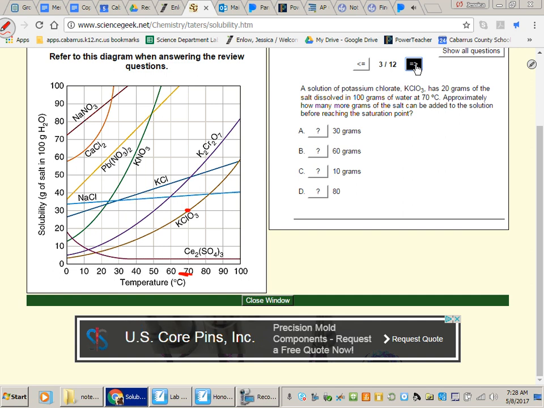So if 30 grams dissolves at 70 degrees Celsius, and currently it has 20 grams of salt dissolved, how much more do I have to go? 10 more to go. So basically that means I'm down here at the 20 mark. I'm right there, and I can add up to 20 to 30, so that's a gap of 10 grams of potassium chlorate.